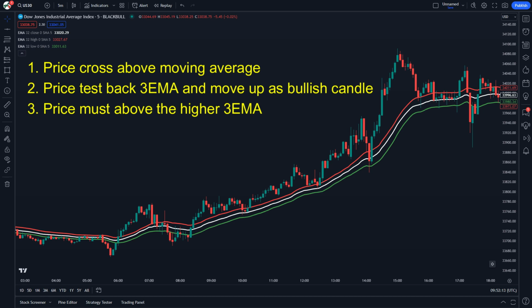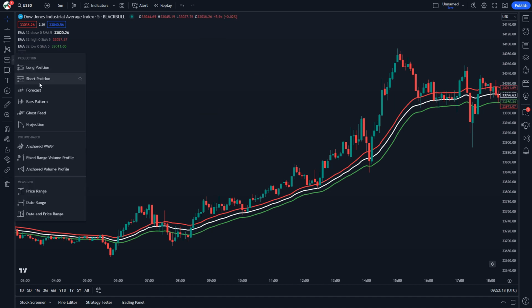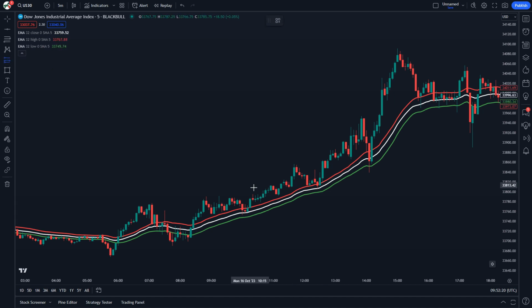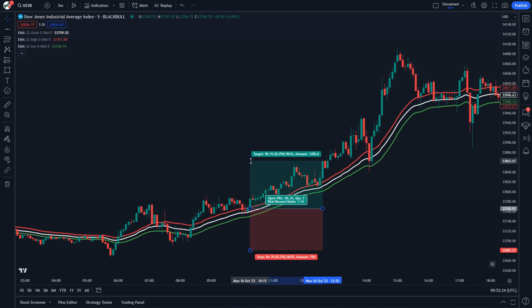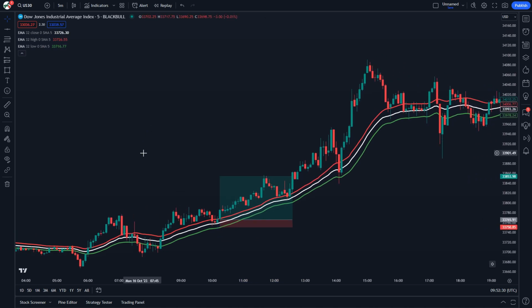The third rule is that the price must cross above the higher moving average with momentum and should close above it. I place the buy trade here. Now the stop loss goes below the lower moving average line or the swing low of the retracement.